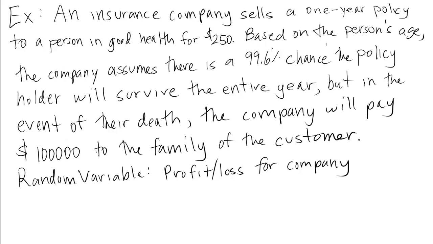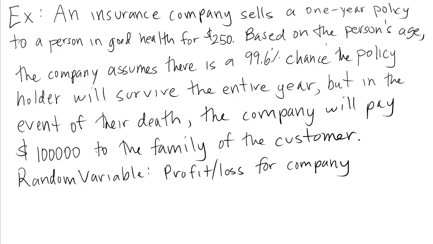Here's the scenario. An insurance company sells a 1-year policy to a person in good health for $250. Based on the person's age, the company assumes that there is a 99.6% chance the policyholder will survive the entire year, but in the event of their death, the company will pay $100,000 to the family of the customer.